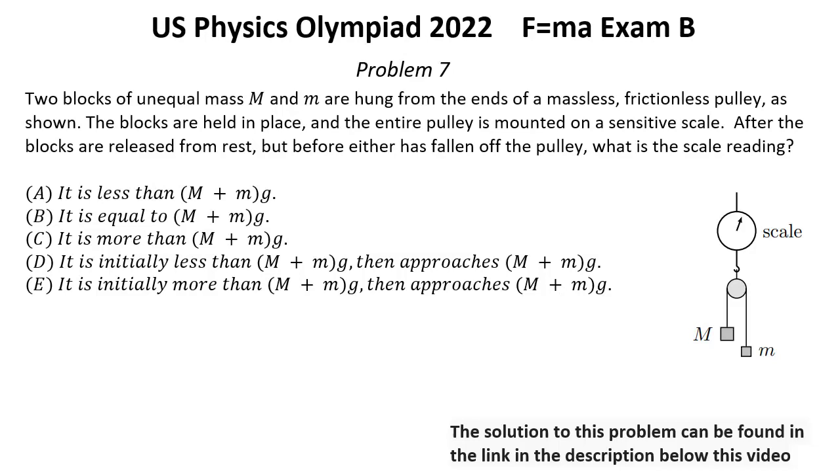Solution for problem number 7. When the blocks on a pulley are released, both blocks accelerate, with the heavier block accelerating downward. It means the center of mass is uniformly accelerating downward, which means the force acting on the pulley is less than the weight, big M plus small m, multiplied by g. That's answer A, and this is the solution for problem number 7.